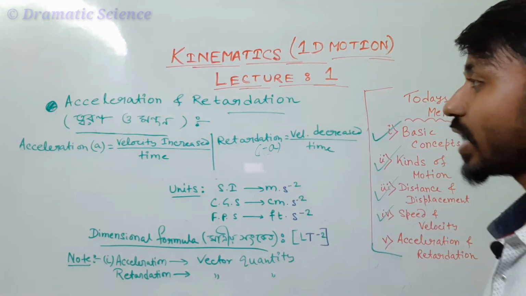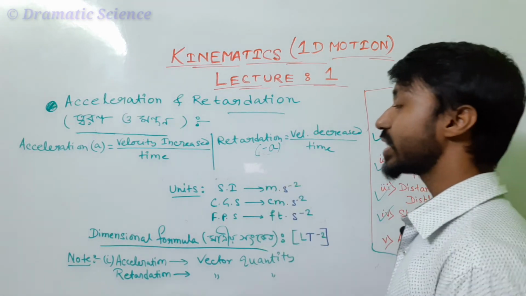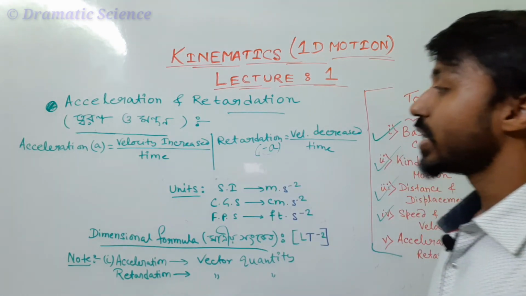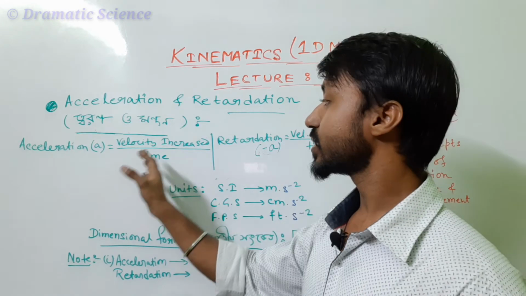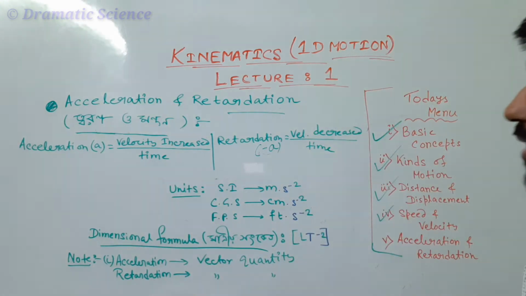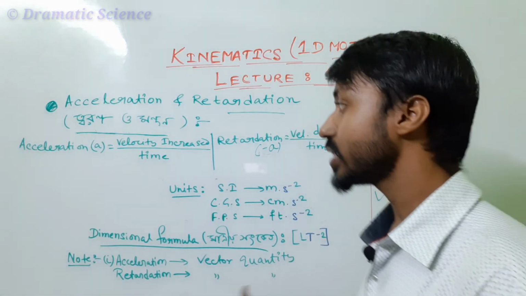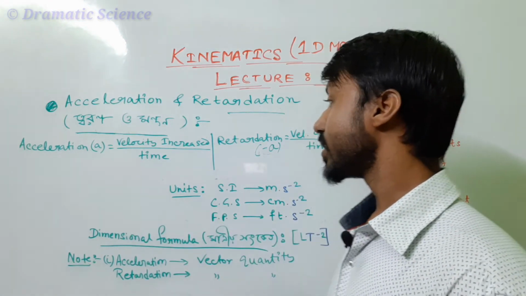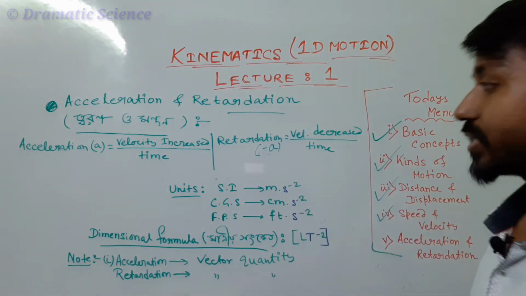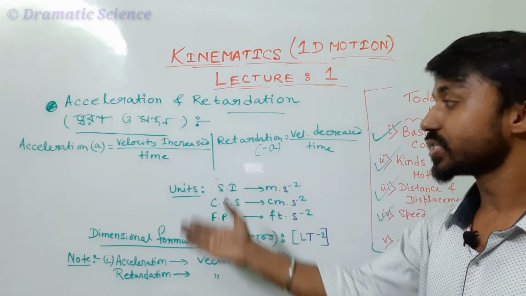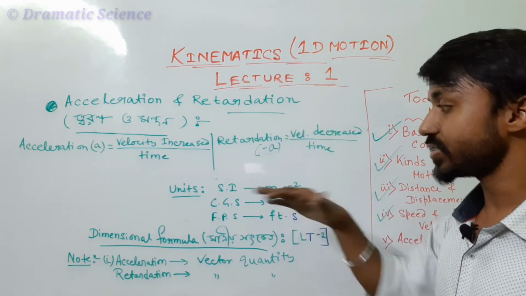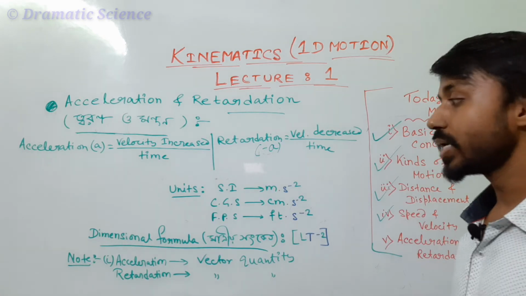So here we have the concept of acceleration and retardation, right? Acceleration is a, that is velocity increased by time, and retardation is velocity decreased by time. We symbolize acceleration as a, then retardation will be minus a, right? Because here velocity is increasing and here velocity is decreasing. And what will be the units?